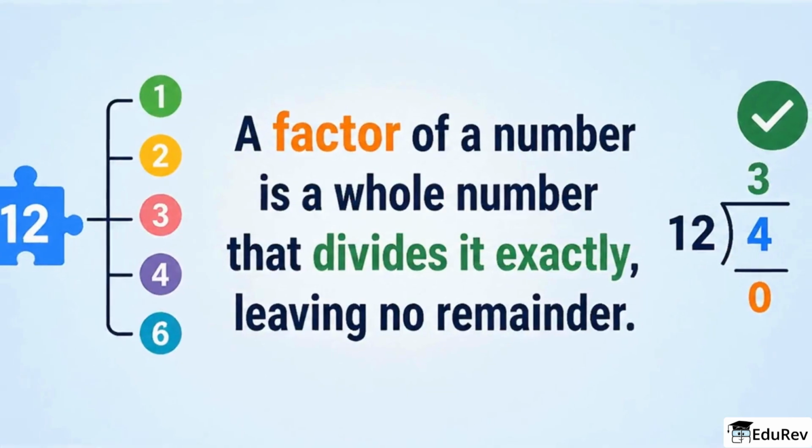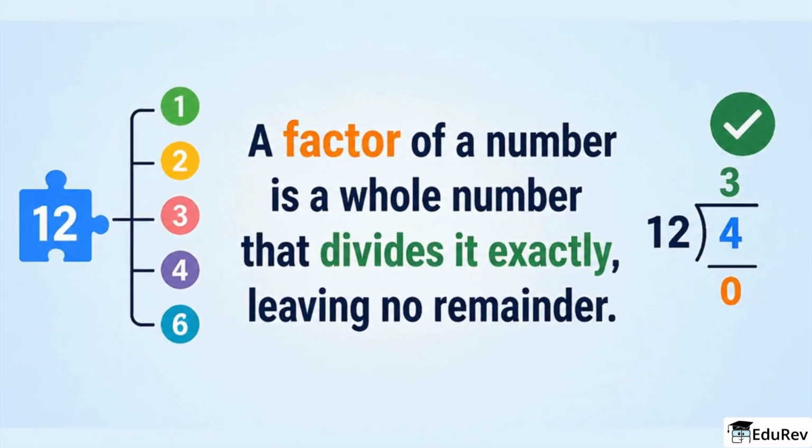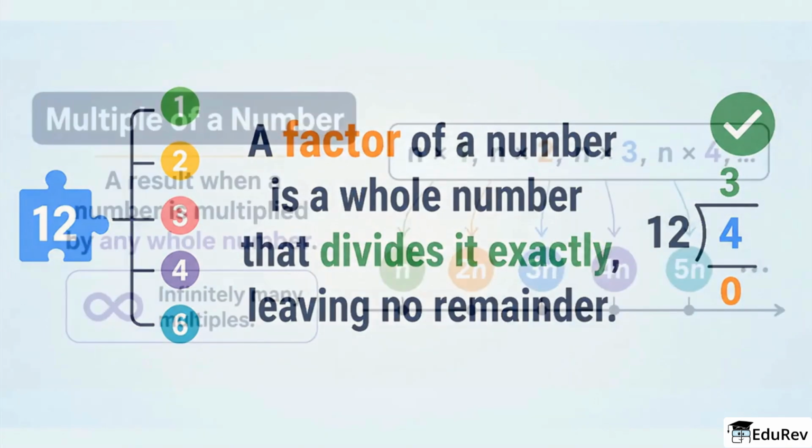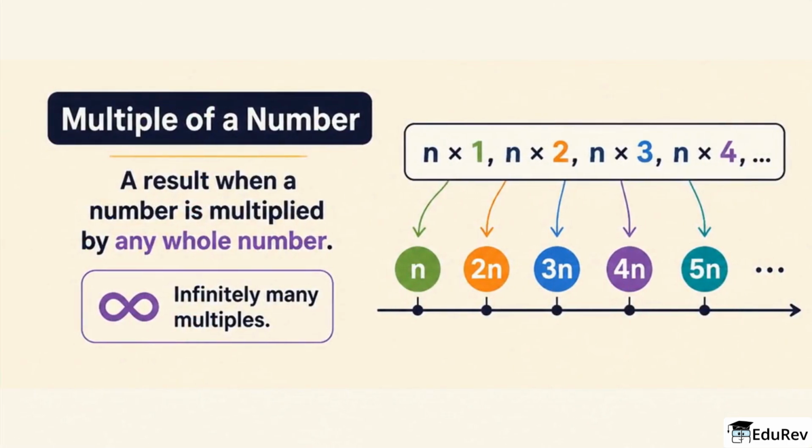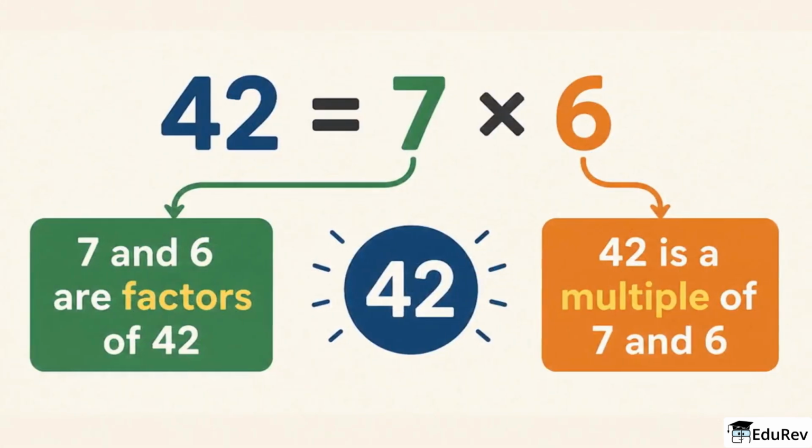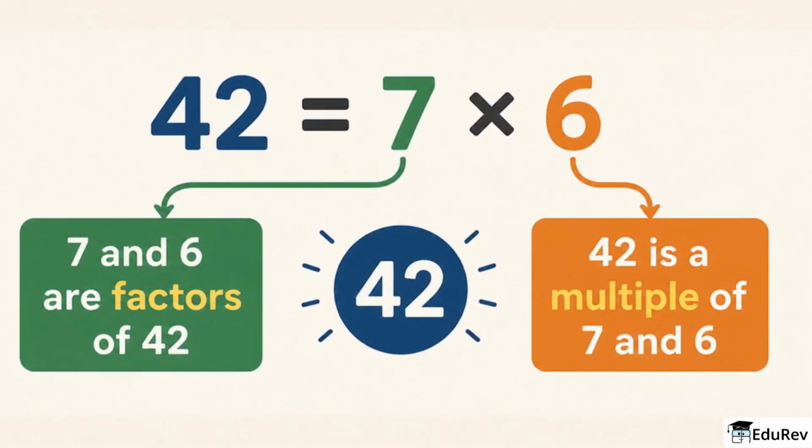A factor of a number is a whole number that divides it exactly, leaving no remainder. A multiple of a number is the result when that number is multiplied by any whole number, and there are infinitely many multiples. For example, 42 equals 7 times 6. So 7 and 6 are factors of 42, and 42 is a multiple of 7 and 6.